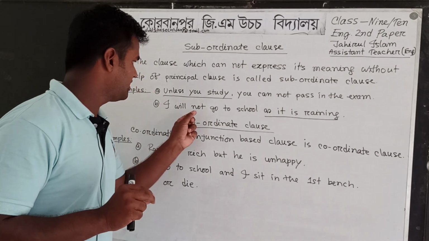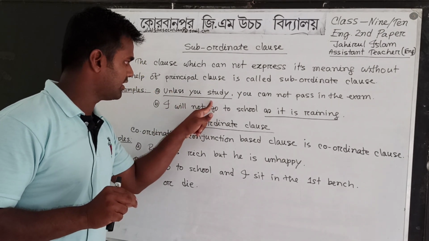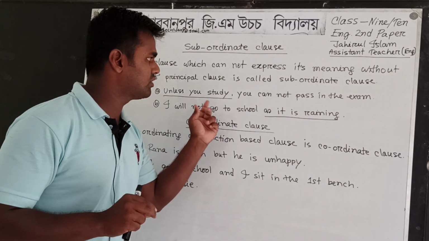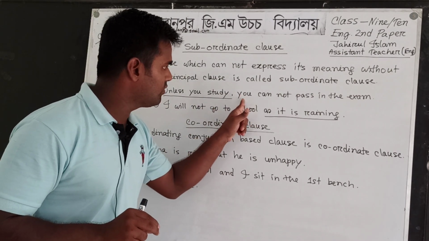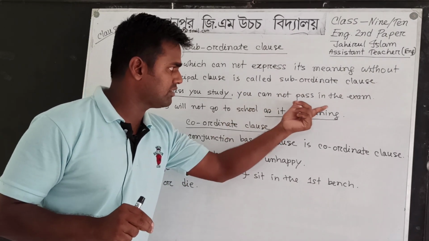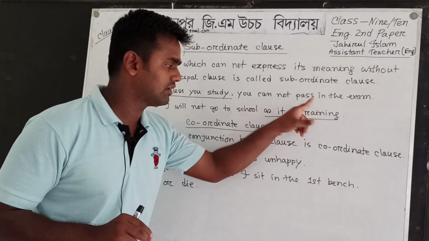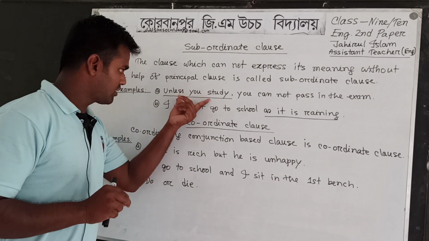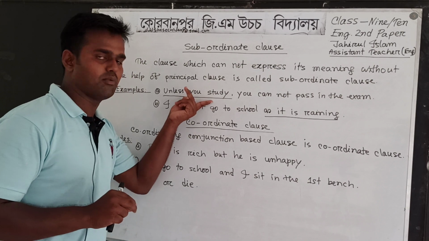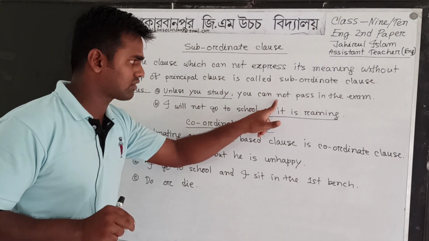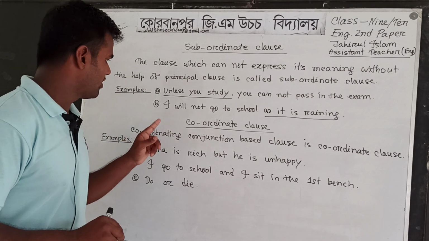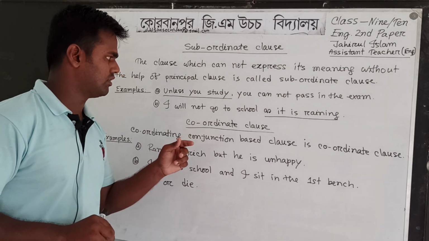But look at the example. "Unless you study" does not express its meaning without the sentence "you cannot pass in the exam." Without this sentence, the part does not express its full meaning. That's why it is a subordinate clause. It depends on the principal clause. And the other example: I will not go to school.